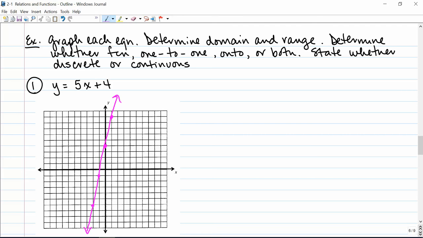Okay. So in this, since this is a line, my domain is all real numbers. And that just means that x can be anything. My range is also all real numbers.